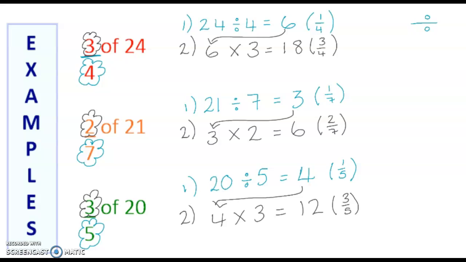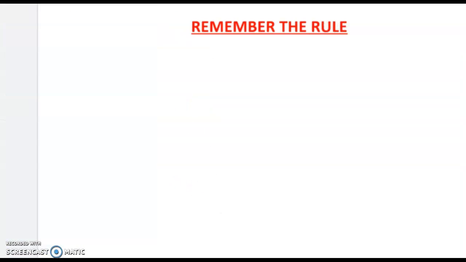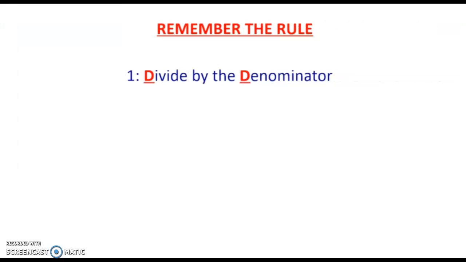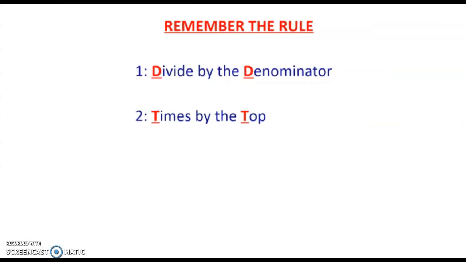So what's the trick we've used there? What are the 2 steps? Let's remember the rule. We divide by the denominator. Step 2 is we times by the top. Now really that's called the numerator, but it doesn't quite sit as nicely. So divide the denominator, times by the top. Maybe write that rule down to help you on the final task.